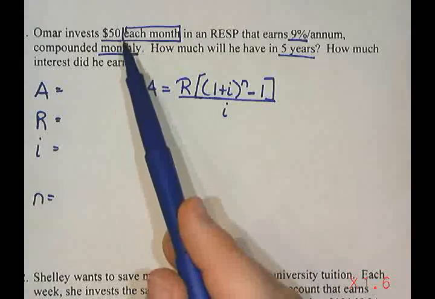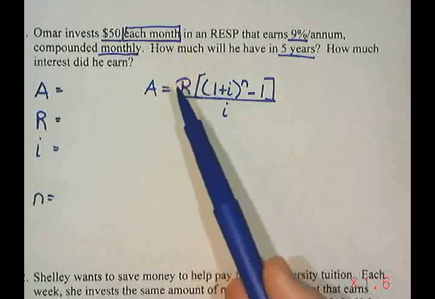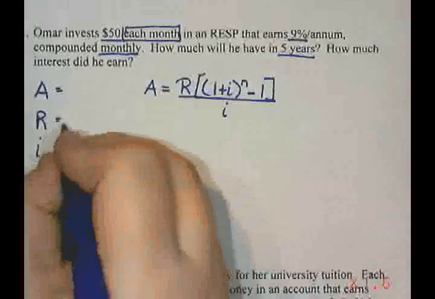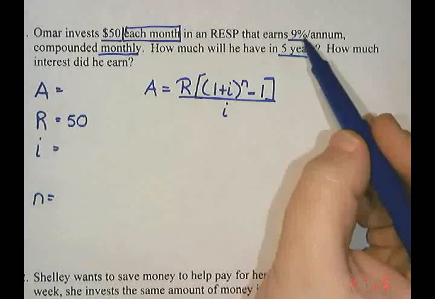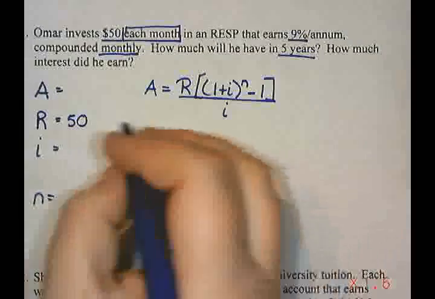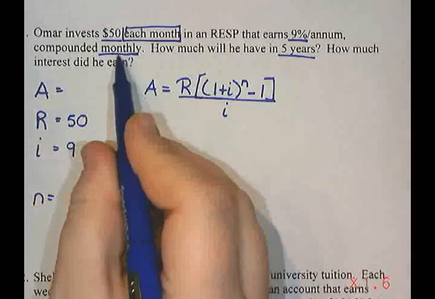So the $50 is not the final amount. It's actually the amount we're putting in each month. So it's my regular payment. So that's 50. We're doing 9% per annum. So 9% per year. That's my I. And it's being compounded monthly.